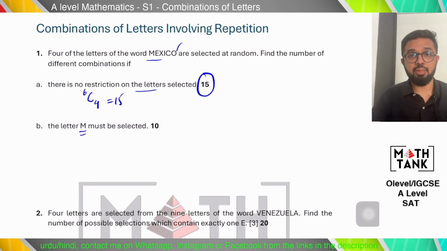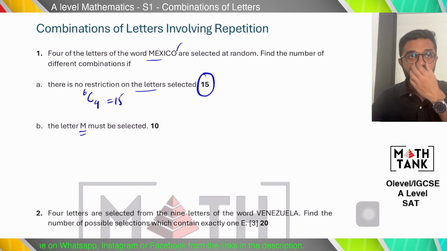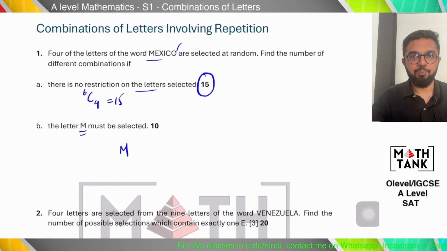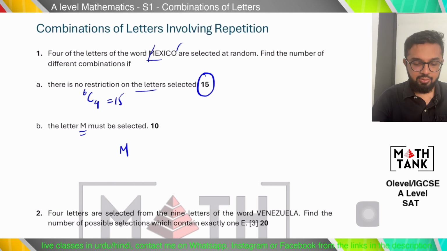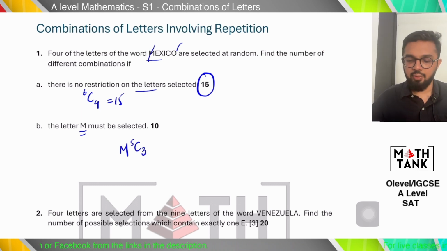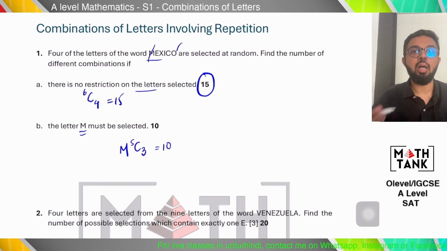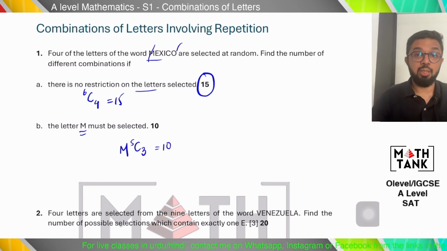Now the letter M must be selected. Remember that whenever you are in a situation where you have to select one letter that is fixed, you simply write that letter as it is. Now how many more letters are you willing to select? There are three more letters. How many letters remain that are available to you? There are five letters, so 5C3, which should give you 10. Now notice I've done nothing for M. M is directly selected, and that's how these combination questions are supposed to be done.